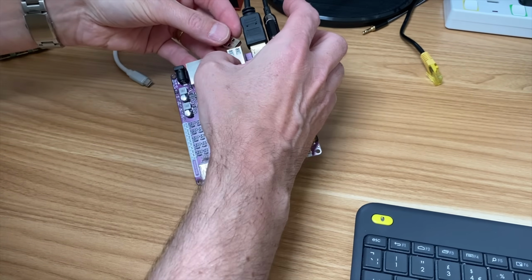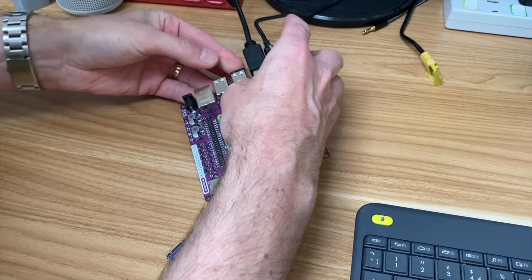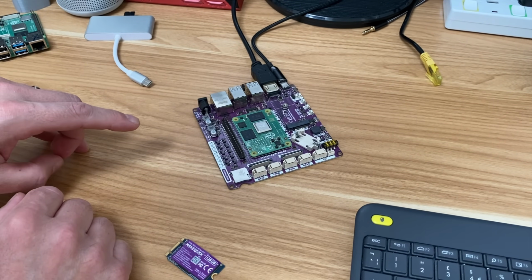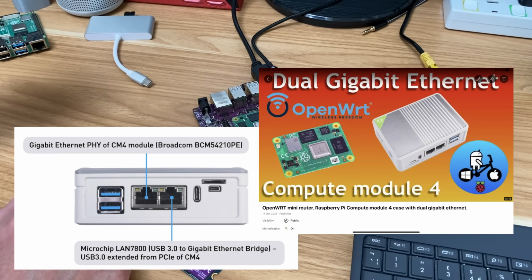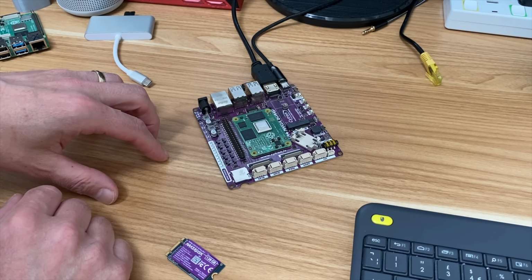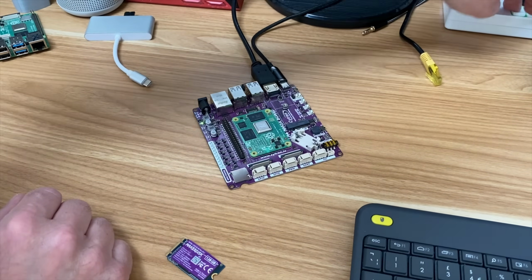Mouse, keyboard, 4 USB 2 sockets, but you only get USB 2 with the Compute Module 4. You don't get USB 3. Although I think the router that I had before, there was a way that they got USB 3 on there. Anyway, I'll have a look at the specs later on. So that's probably enough to be able to switch it on.